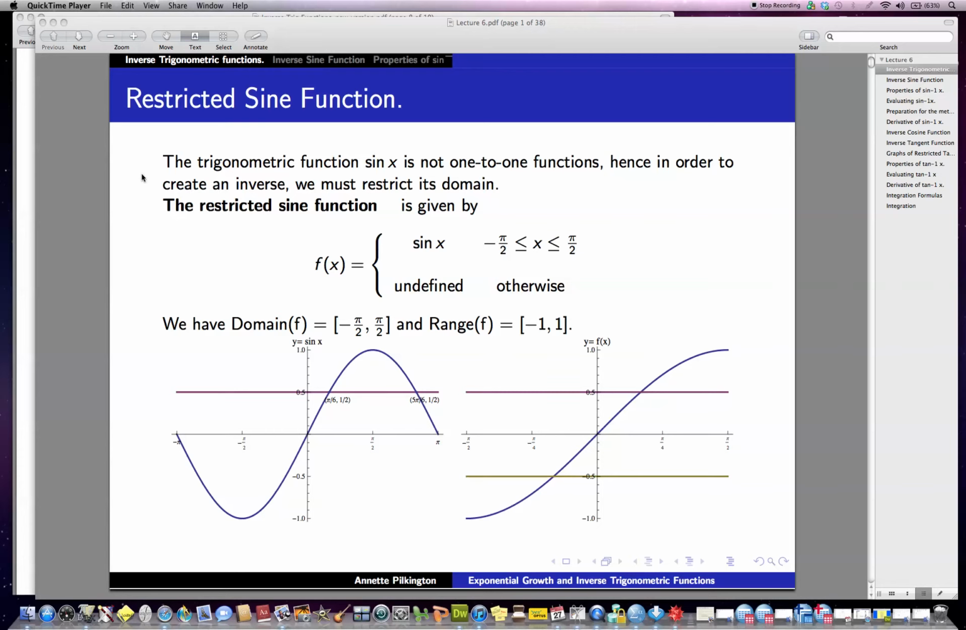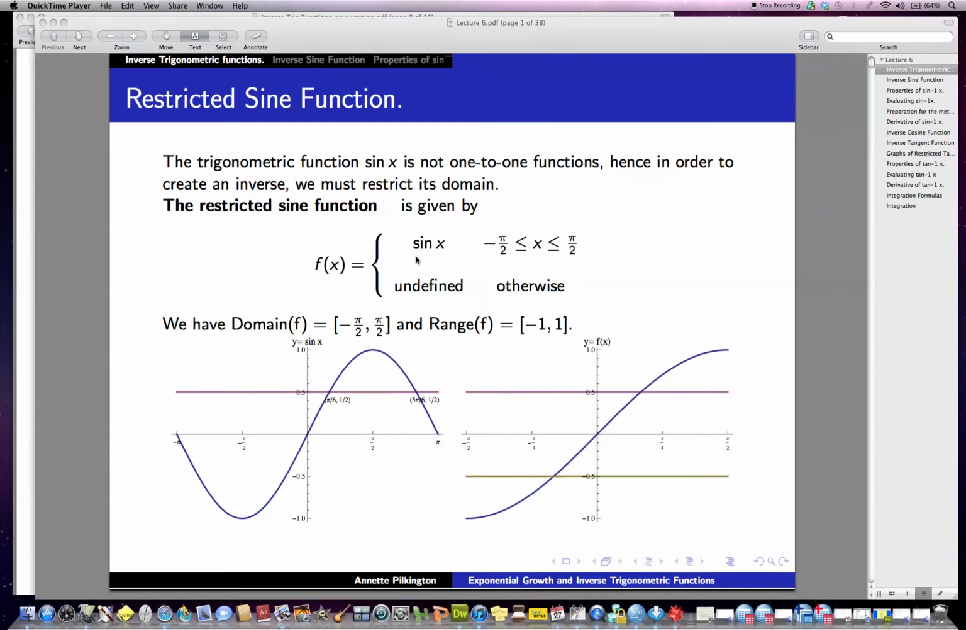In Lecture 6 we introduced the inverse trigonometric functions, and as we all know, sine of x, cosine of x, and tangent of x are not one-to-one functions. So in order to create inverses for them, we must restrict their domains. For example, for sine of x, the restricted sine function is the function f of x. It's a piecewise defined function, defined as sine of x between minus pi over 2 and pi over 2, and it's undefined otherwise.